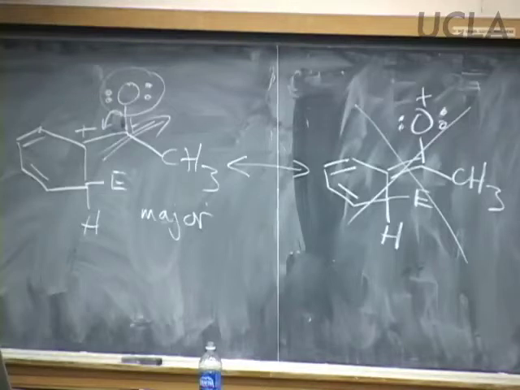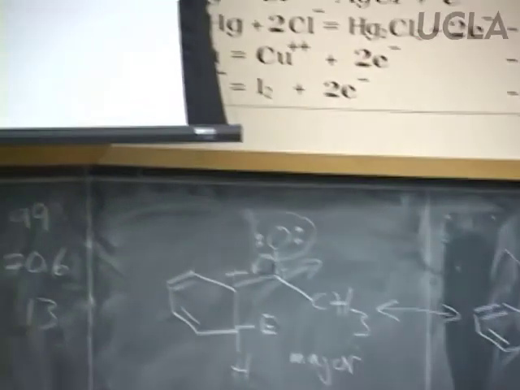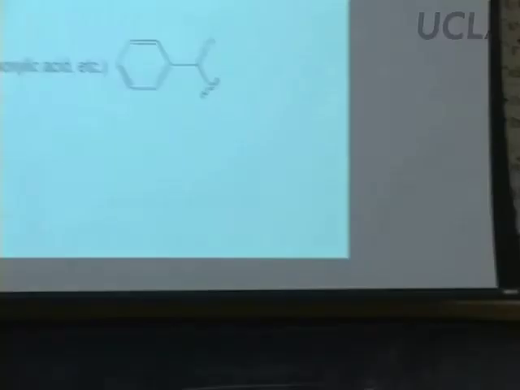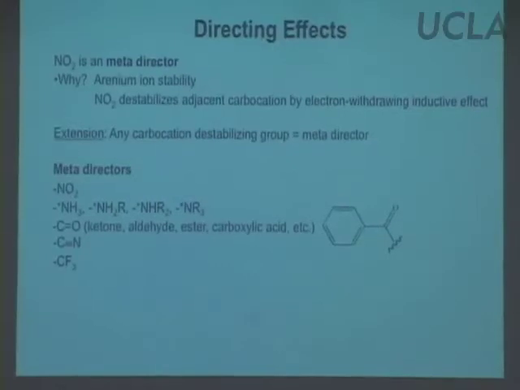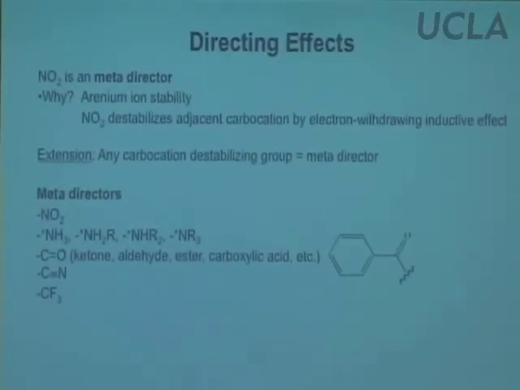Carbon-nitrogen triple bond, also a meta-director for exactly the same reason as the carbonyl. A CF3 group. Now, CF3, you might say, well, that looks like an alkyl group. But remember that alkyl groups like methyls are not very powerful electron donors. They're weak electron donors.